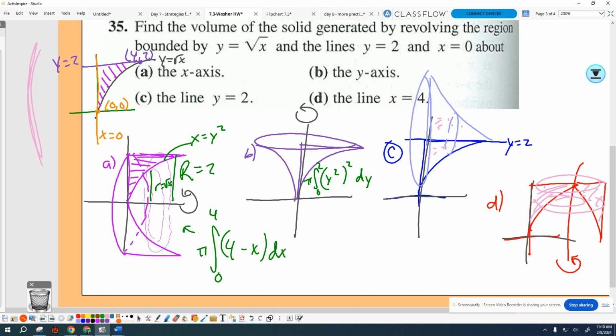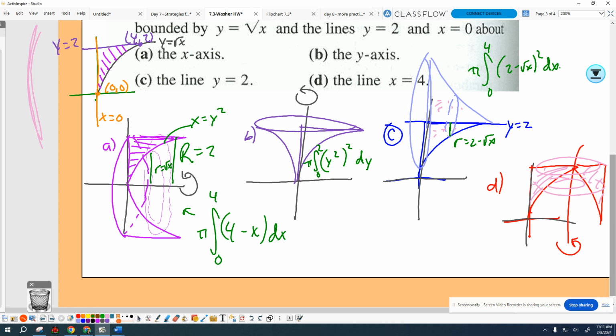And part C, do I need 2 radiuses or is it just 1? Just 1. What is this distance? 2 minus square root of x. And pi that squared dx from 0 to 4. Anyone got the craziness of part D?